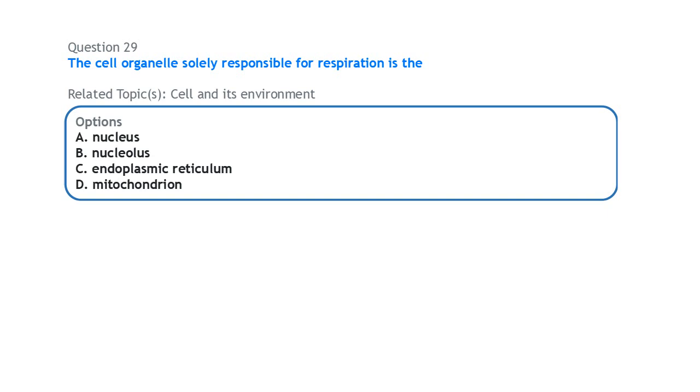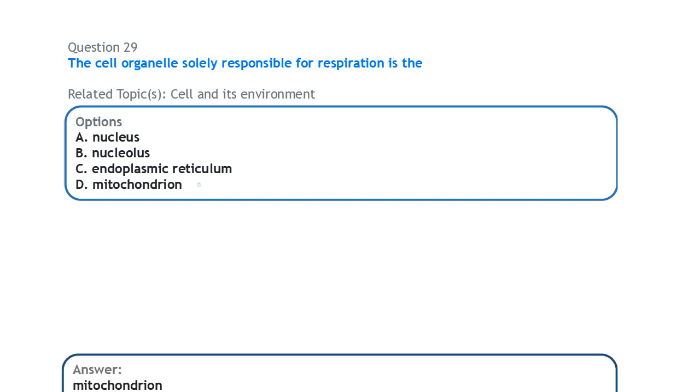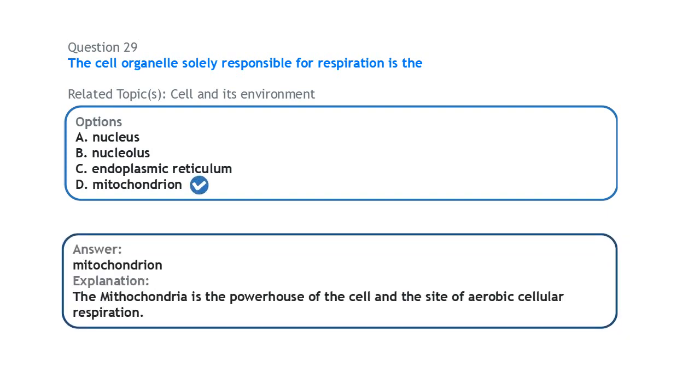Next question on cell and its environment. The cell organelle solely responsible for respiration is the mitochondria. Aerobic cellular respiration occurs in the mitochondria, and the mitochondria is also called the powerhouse of the cell, because that is where the major energy, like the bulk of the energy, in form of ATP, is generated by cellular respiration.